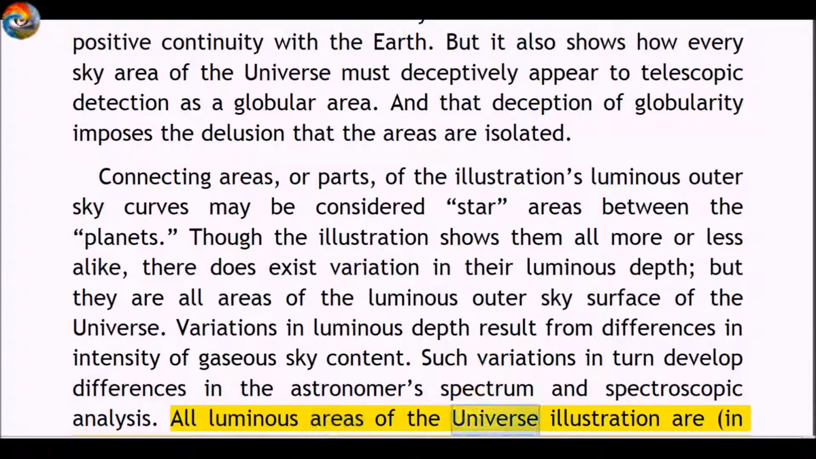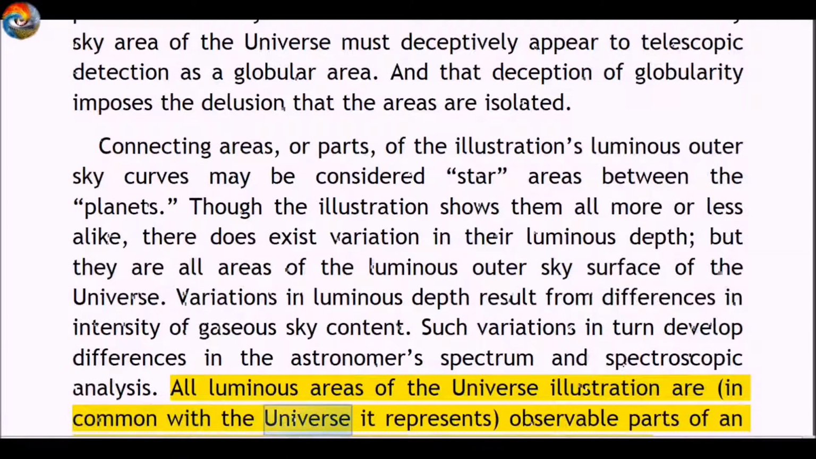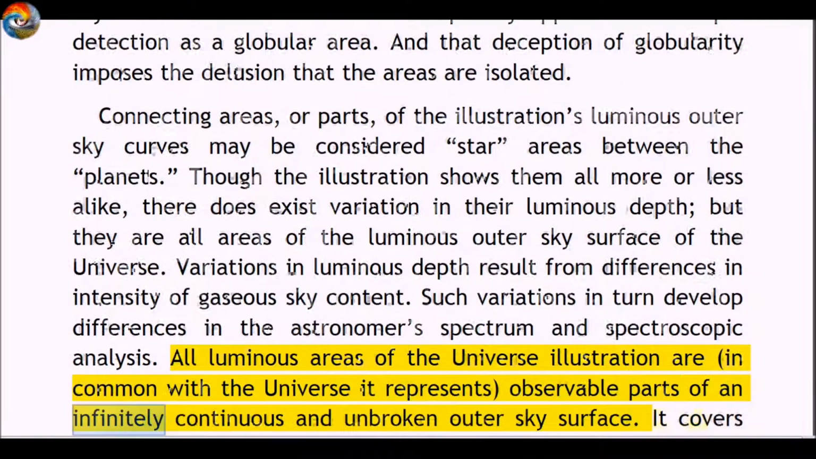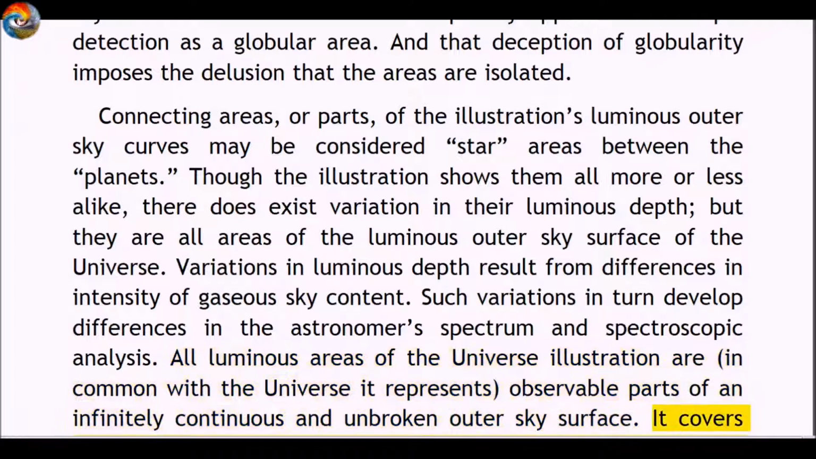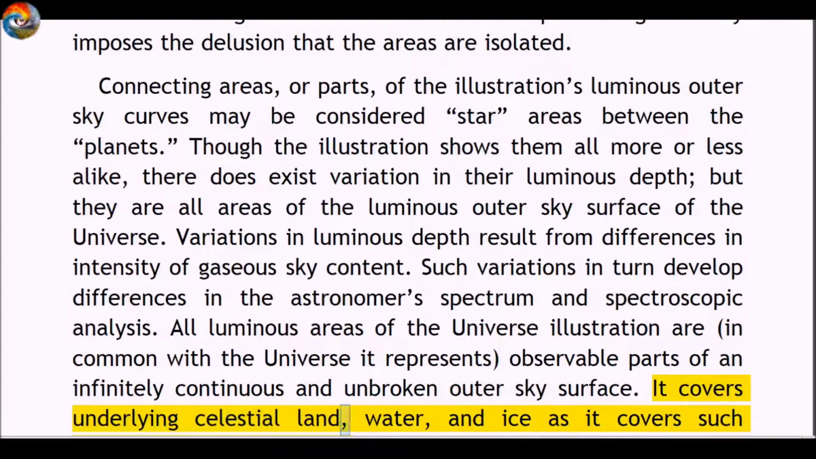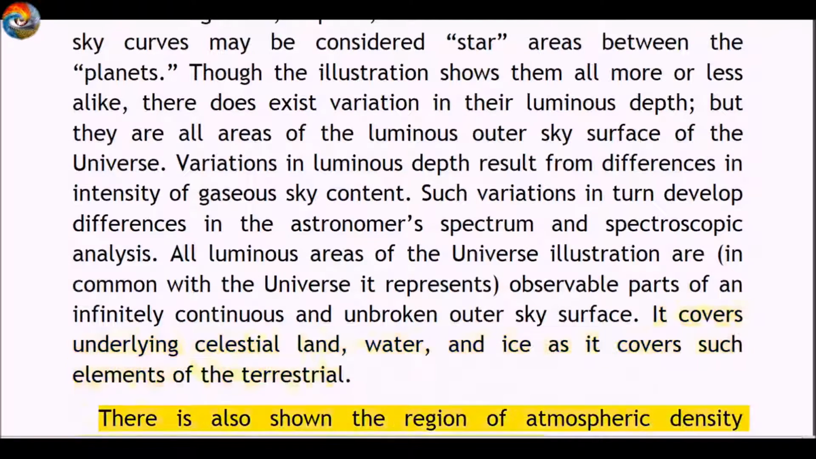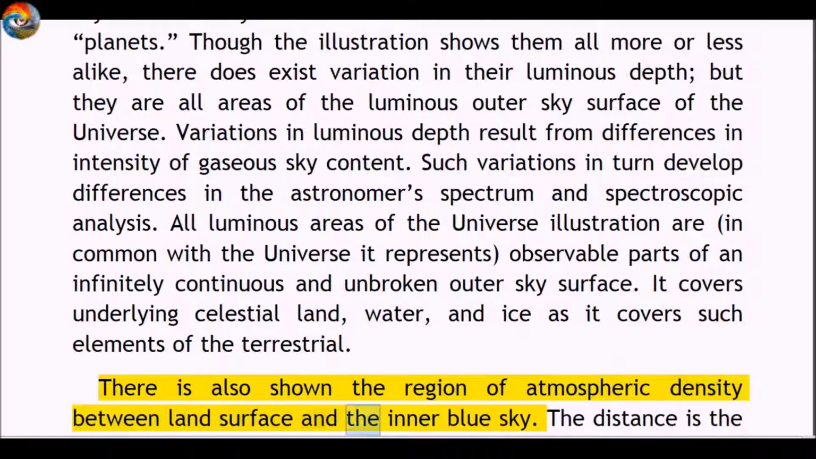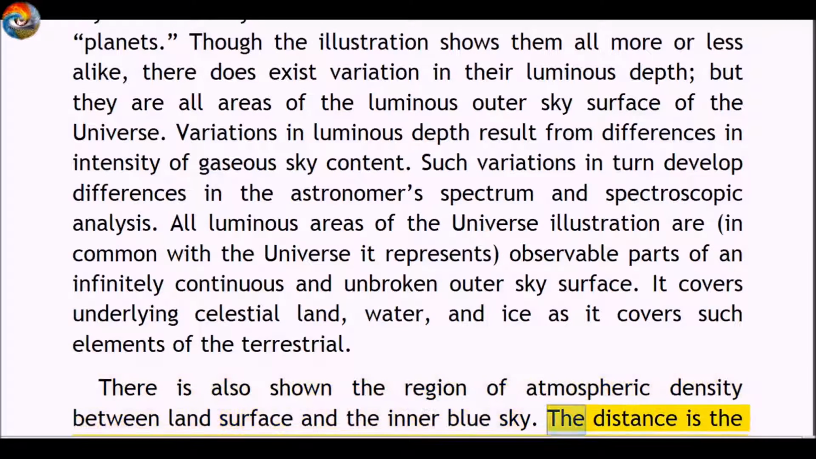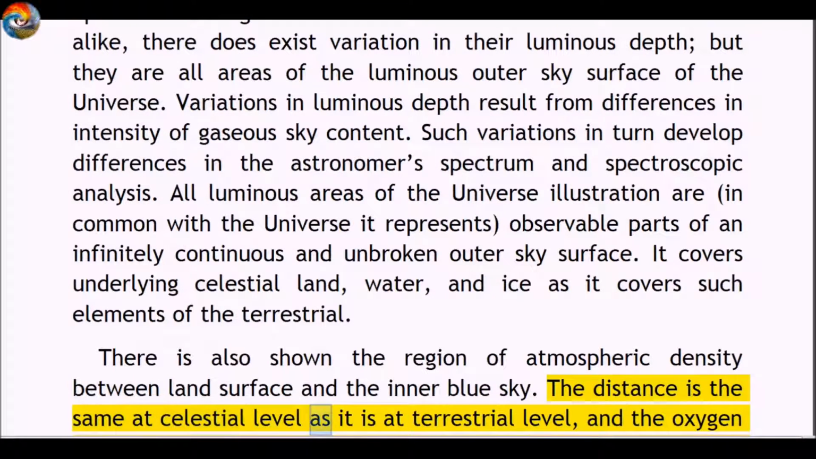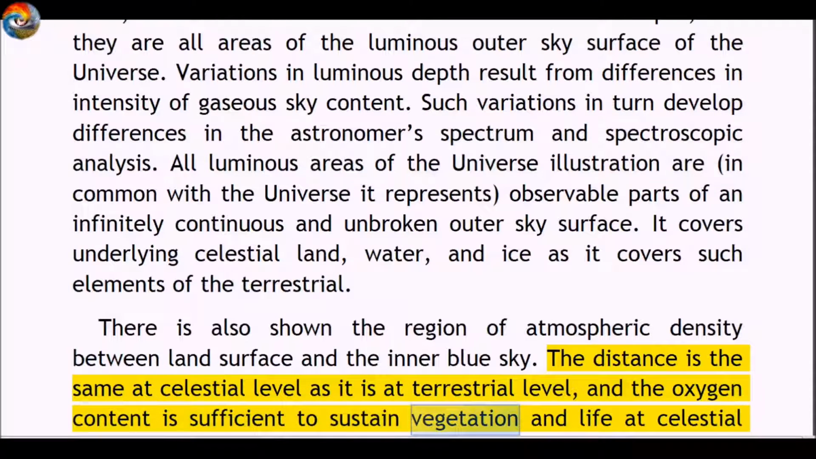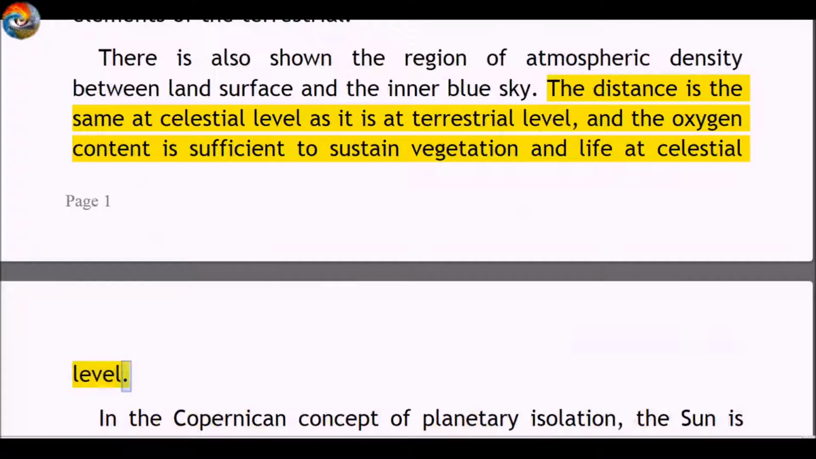All luminous areas of the universe illustration are in common with the universe. It represents observable parts of an infinitely continuous and unbroken outer sky surface. It covers underlying celestial land, water, and ice as it covers such elements of the terrestrial. There is also shown the region of atmospheric density between land surface and the inner blue sky. The distance is the same at celestial level as it is at terrestrial level, and the oxygen content is sufficient to sustain vegetation and life at celestial level.